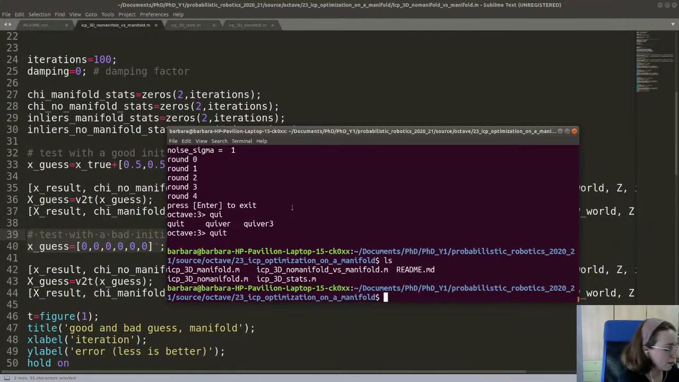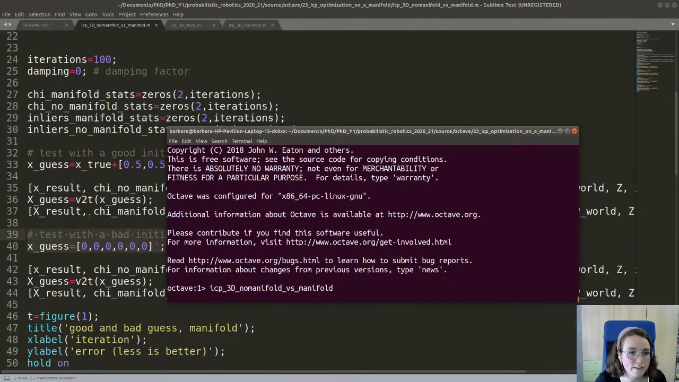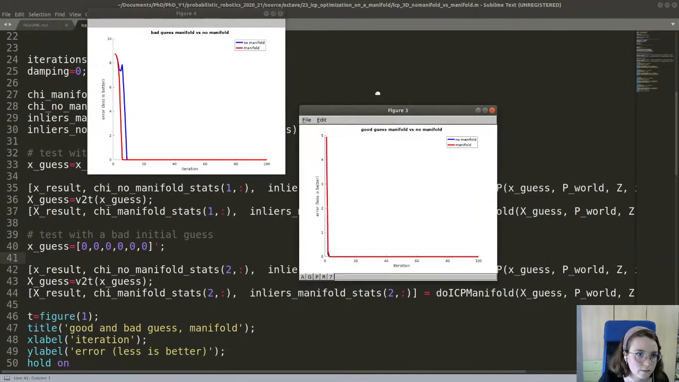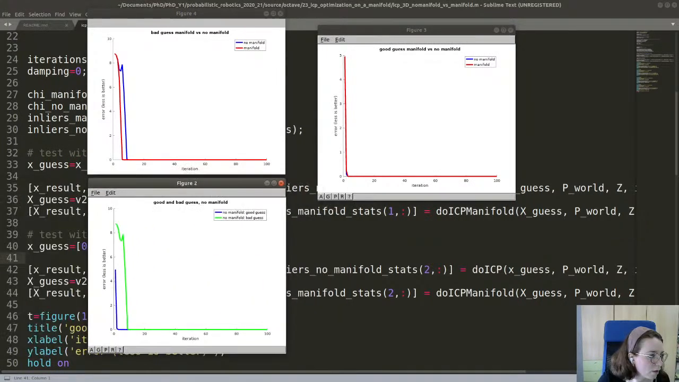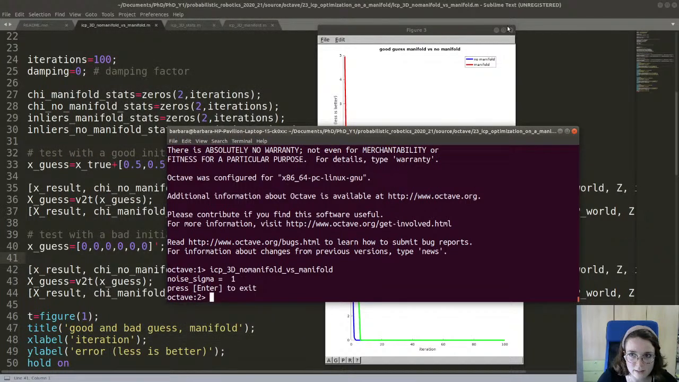By running ICP 3D no manifold versus manifold, you will see that the script allows you to plot the error in each of these four cases. And as you can see, considering the manifold formulation is particularly relevant in case of a bad guess, while it's less important with a good guess, as we might expect. Here we also have the comparison between the good and the bad guess with and without manifold. You can do this by yourself, just as I did now.